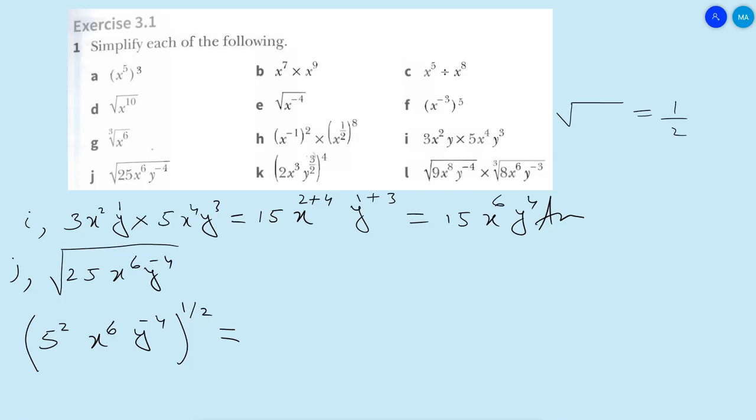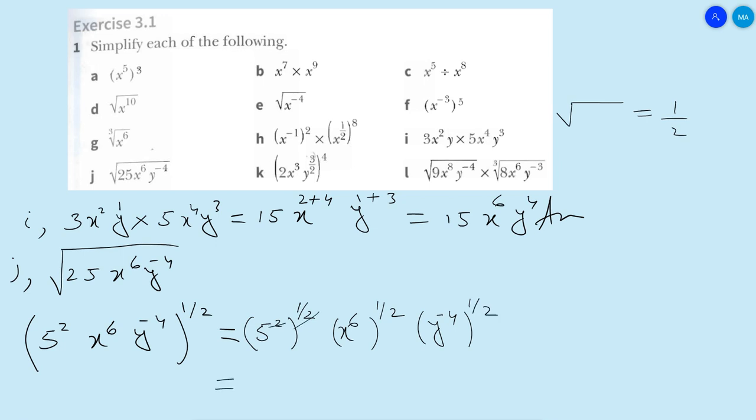So from rule 4, you can apply this 1 upon 2 power on each and every number. So (5 square) to the whole power 1 upon 2, (x6) whole power 1 upon 2, (y minus 4) whole power 1 upon 2.